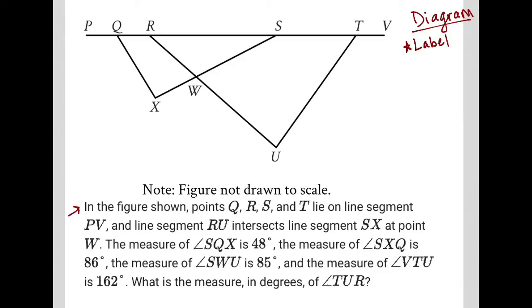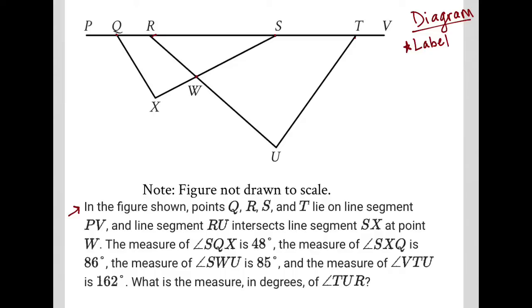So this question says, in the figure shown, points Q, R, S, and T lie on line segment PV. We see those. I always like to stop and just make sure I see what's been described. We see all those Q, R, S, and T. And line segment RU intersects line segment SX at point W. We also see that. We see W here, and we see RU and SX.